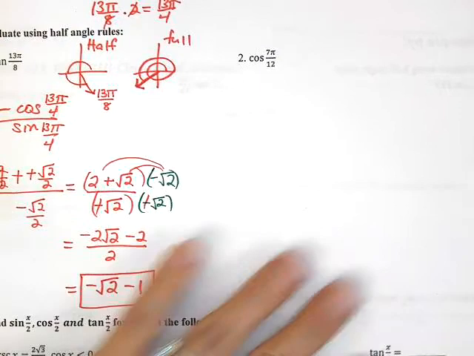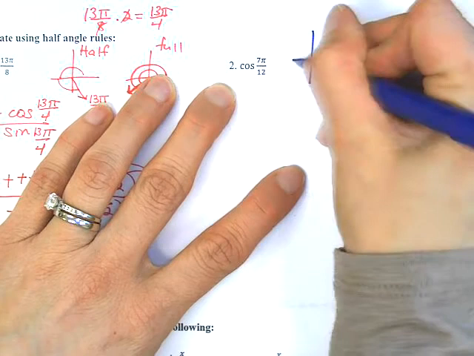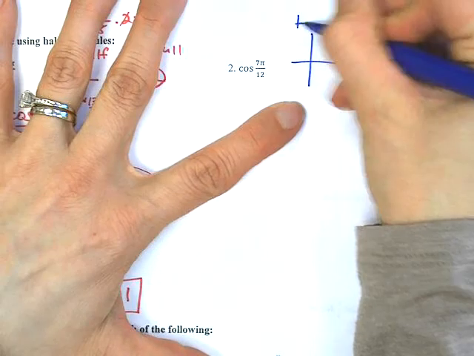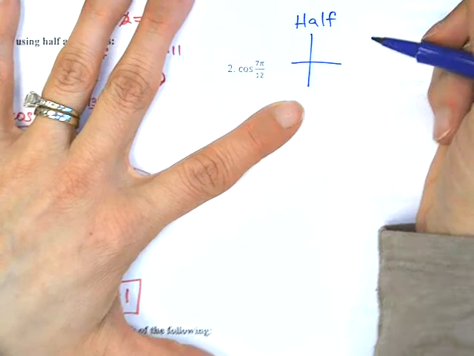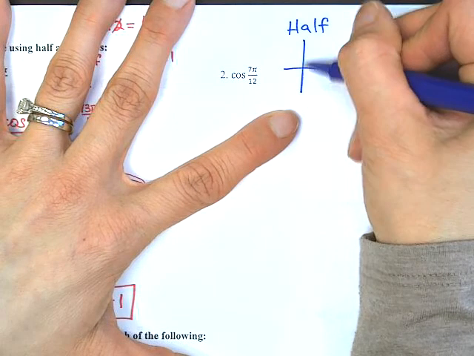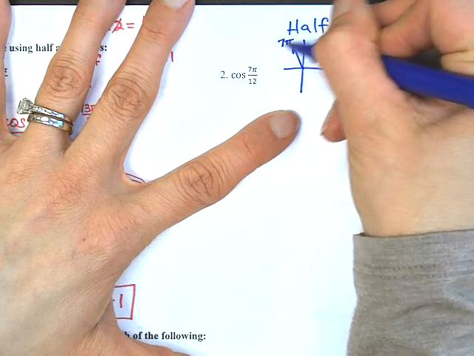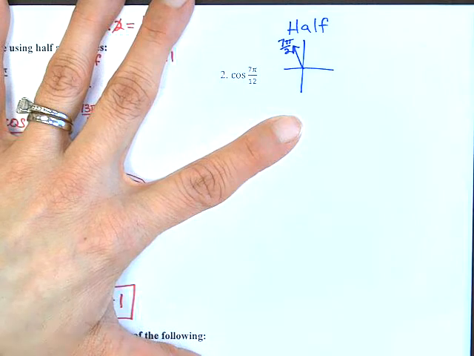Cosine of 7 pi over 12. Okay, let's figure out. That's the half angle. I don't know that one from the unit circle. Where is 7 out of 12? 12 out of 12 is right here. 6 out of 12 is right here. So this must be 7 out of 12. That's the half.